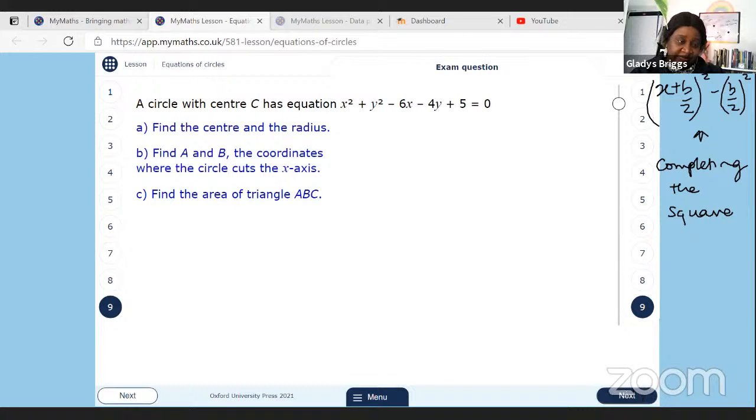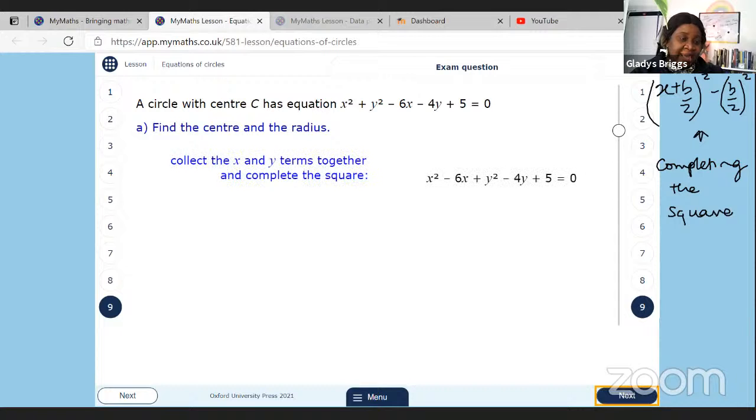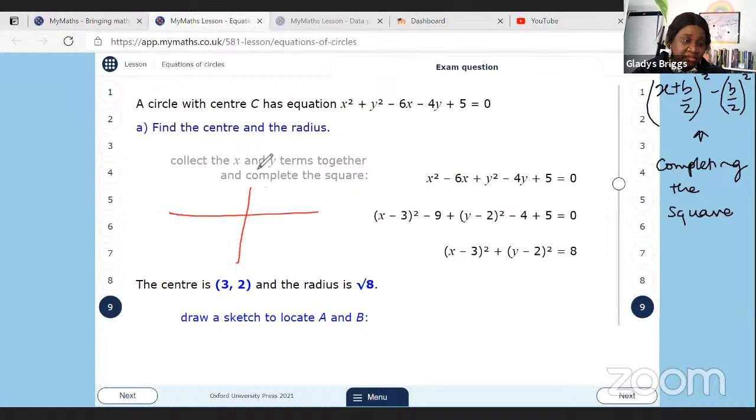Let's see. The center of the circle and the radius of the circle, let's see. Collect the x and the y terms, which is what we've been doing. So when you got the center of the circle, x is 3, y is 2, and the radius is the square root of 8. Draw a sketch to locate A and B.